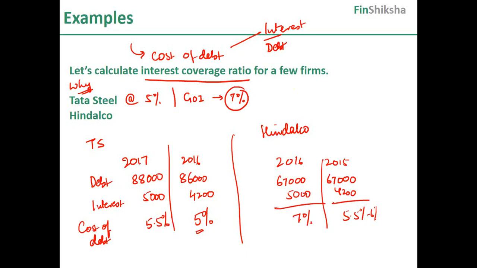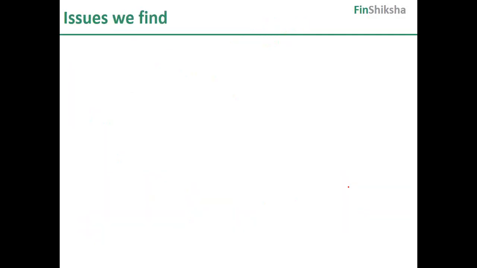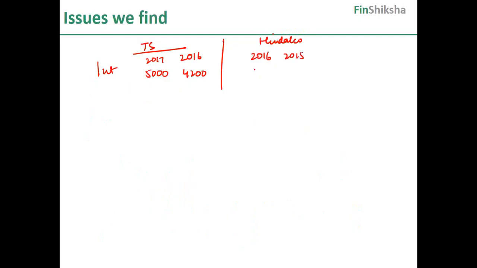Let's also calculate the interest coverage ratio, right? So we know the interest, that's 5,000. 4,200, 5,000, 4,200 approximately, right? So I'll write down the interest again here. Tata Steel, 2017, 2016, that's 5,000 and 4,200. And Hindalco, the interest that you see in 2016 and 2015 is approximately 5,000 and 4,200. I'm using approximate numbers. That's the interest, right?